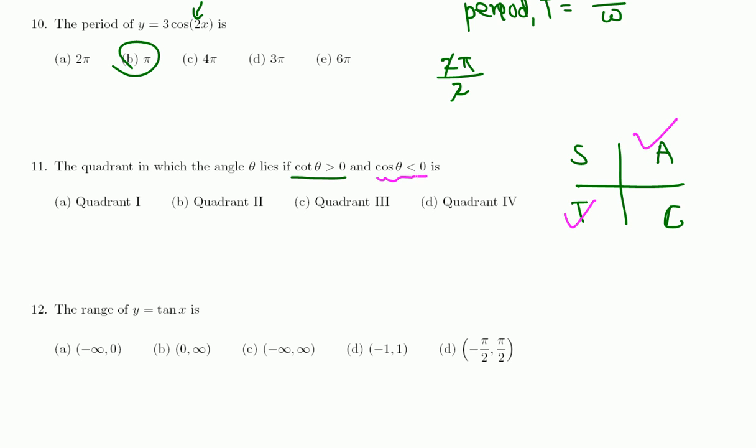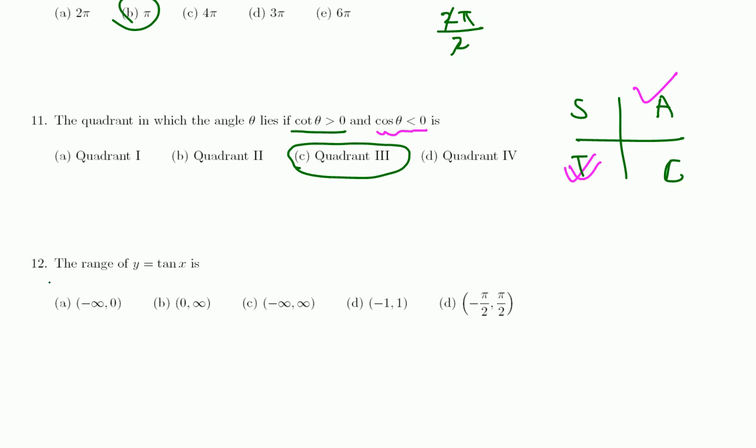At the same time, it says cosine is negative, so the first quadrant, where all are positive, is not going to be the case. Cosine is negative in the third, so the answer is the third quadrant.